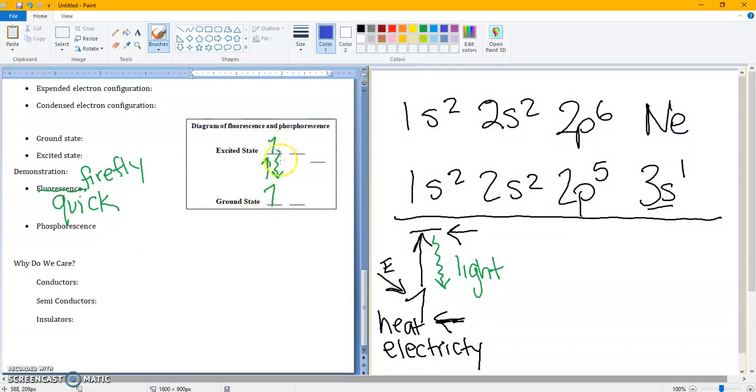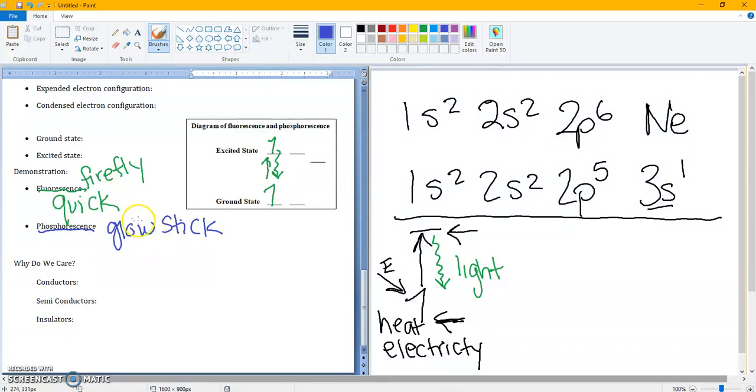Quick energy jump, fall back down. And that's what you see. Phosphorescence is more like a glow stick. A glow stick works because of a chemical reaction that happens when you break the glow stick, and the chemicals are mixed, and they release light as well.